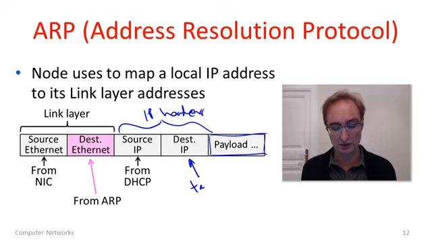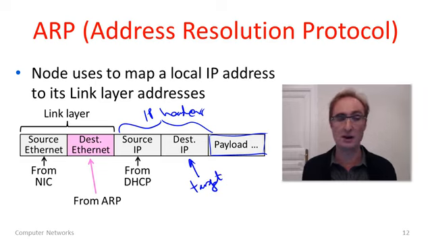That's the target. We'll assume that's known because you've got to know somehow, if you want to send a packet to someone, you need to know their address. There's a source IP address. That's your address. Where do you get that? From DHCP. We just answered that question. Now we need to be able to make the link layer addresses on a frame to send something into the network. How do we do that?